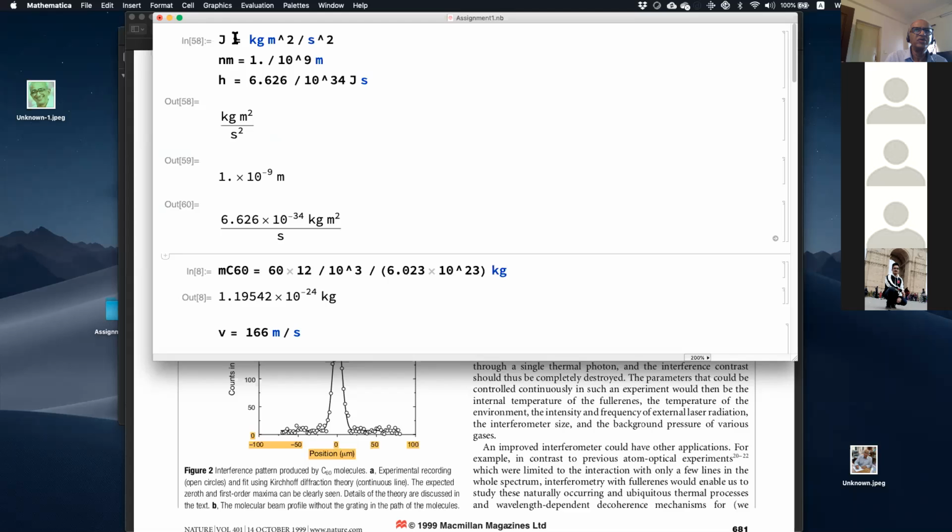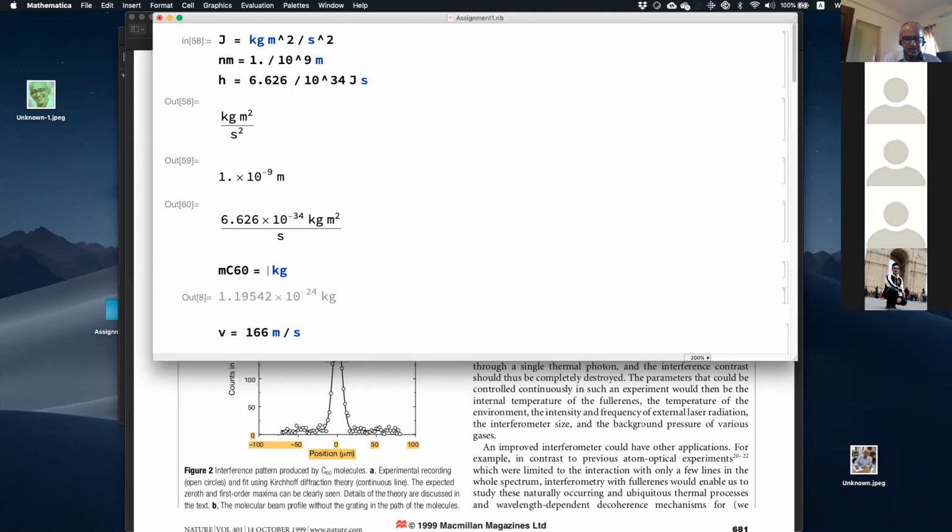For example, joule is kilogram meter square second minus 2, which it has reproduced here. Then nanometer is 10 to the power of minus 9 meters, and h is 6.626 times 10 to the power of minus 34 kilogram meter square second minus 1. Now I want to calculate the mass of C60. Let me do that. It says my internet connection is unstable, so I don't know what is going to happen.